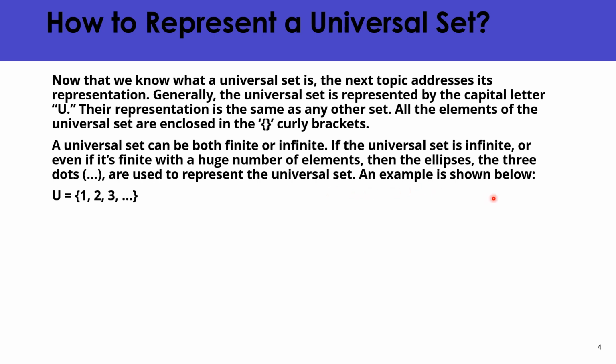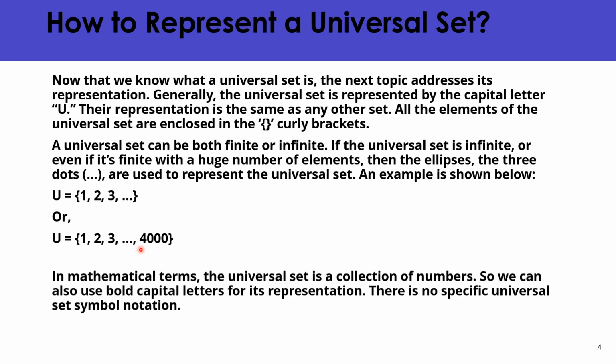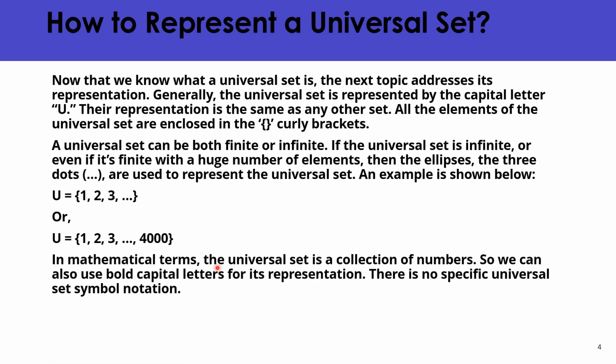So an example is shown below. For example, a universal set with elements 1, 2, 3, and so on and so forth. So it's infinite. Or a universal set with elements 1, 2, 3 up to 4,000. So this is finite, right? In mathematical terms, the universal set is a collection of numbers, so we can also use bold capital letters for its representation. There is no specific universal set symbol notation.